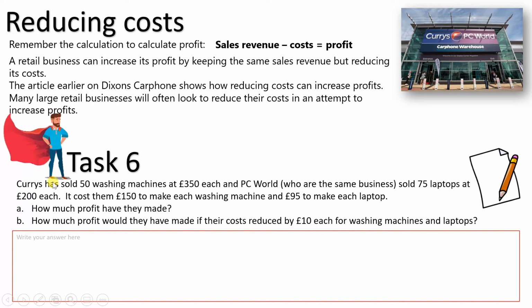Task 6. Currys has sold 50 washing machines at £350 each, and PC World, who are the same business, sold 75 laptops at £200 each. It cost them £150 to make each washing machine and £95 to make each laptop. We're going to say make, they sourced them. For the sake of this question, we're leaving it as that. How much profit have Currys PC World made on both the products?